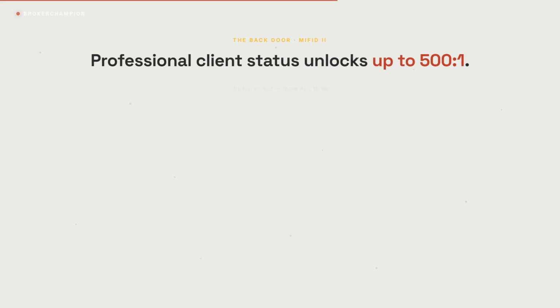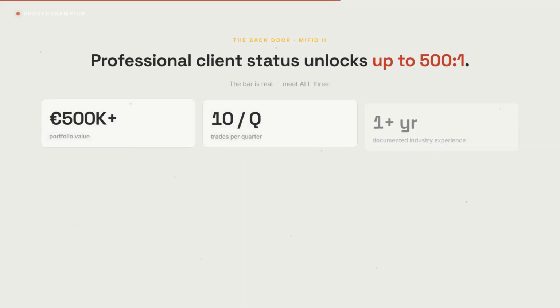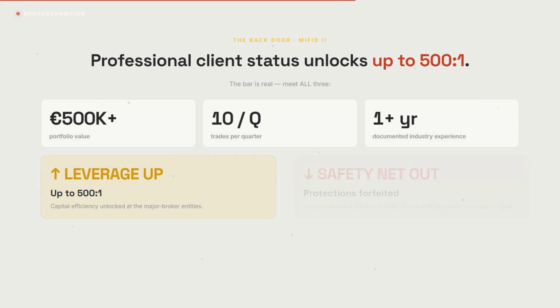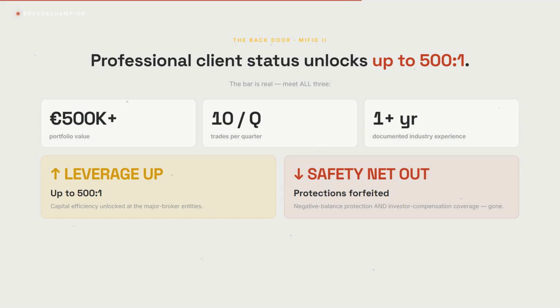There is a backdoor. Under MiFID II in Europe, you can apply for professional client status. That unlocks up to 500 to 1 at some brokers. The bar is real. A portfolio of 500,000 euros plus, at least 10 trades per quarter, documented financial services experience. And the moment you classify as professional, you lose negative balance protection, and you lose investor compensation coverage. The leverage goes up, the safety net comes out.